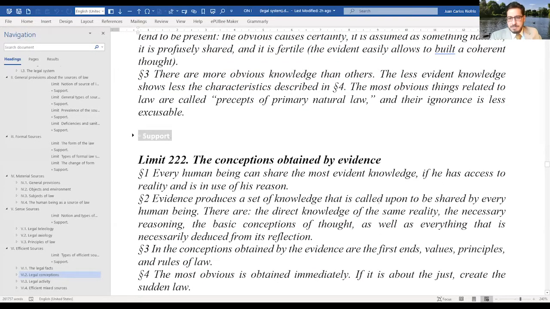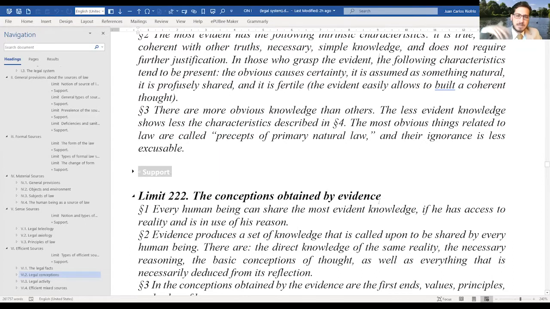Well, there are some things that are more obvious than others. It is just a synthesis. If someone of you wants to go deeper in this part of evidence, I can give you an article in English written by myself, because it was too long.